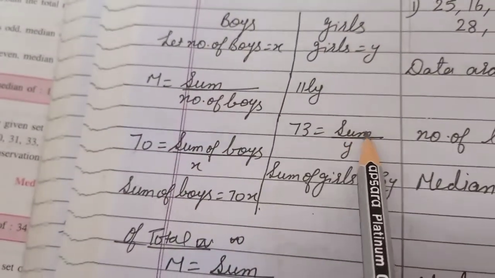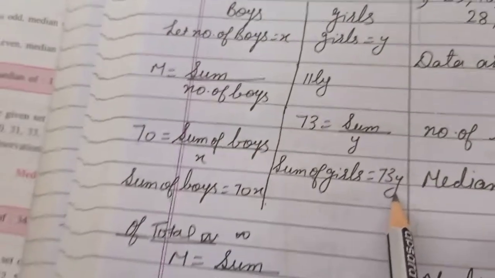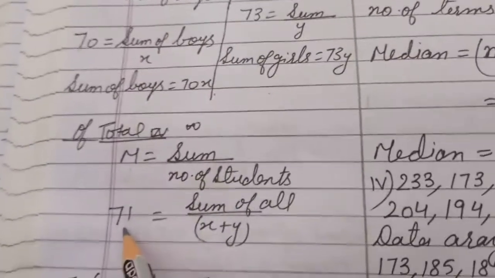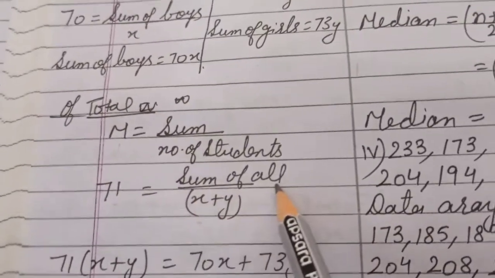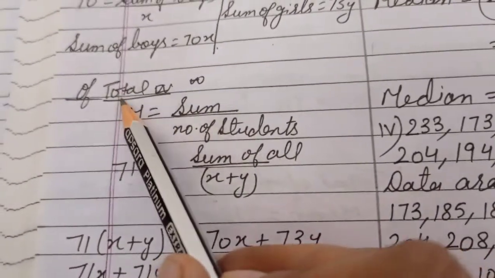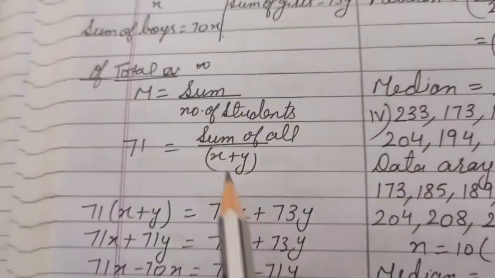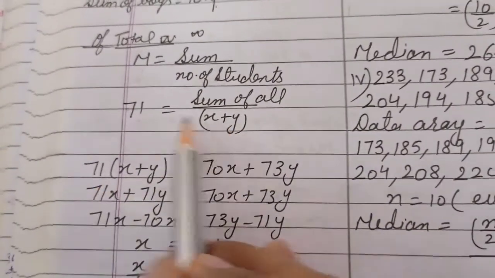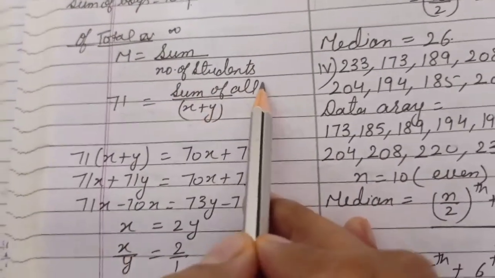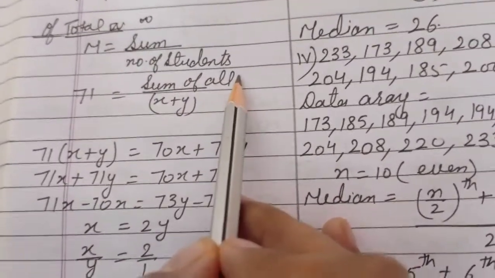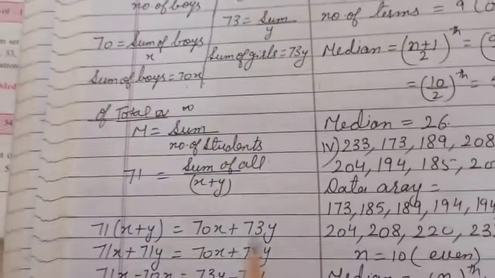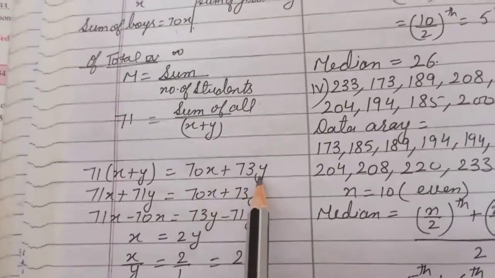In the same way, the sum of the marks obtained by girls is 73y. Now children, the total mean is given, 71, equal to the sum of all the students. Sum of all the students means sum of the marks obtained by all the students. In case of total, what is the total number of students? x plus y. So it is 71, take it this side, x plus y. Now how to find the sum of all the students? Very simple. Students include boys and girls. That means if we add 70x and 73y, that will be the sum of the marks by all the students.